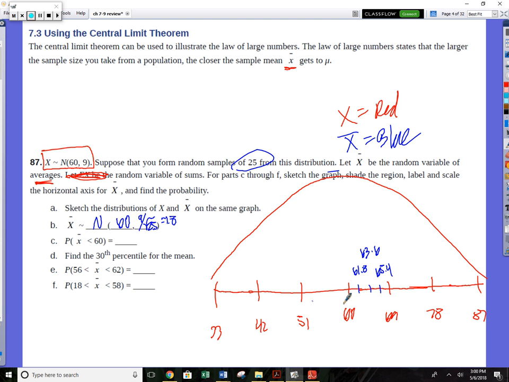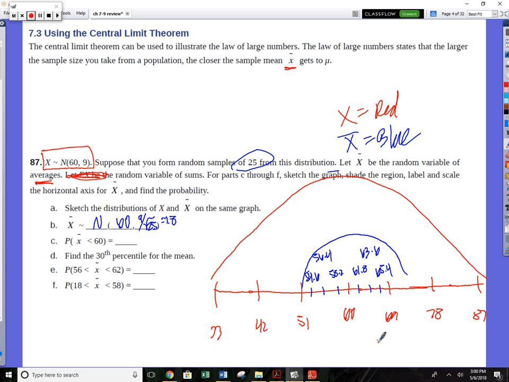Okay, now if we go backwards, it's going to be the same thing. 60 minus 1.8, so we're at 58.2. If we minus 1.8, 56.4. And if we go again, minus 1.8, 54.6. So that means your curve just shrunk down tremendously.